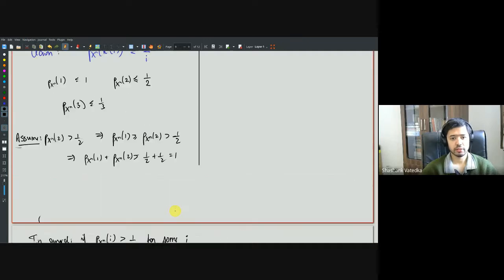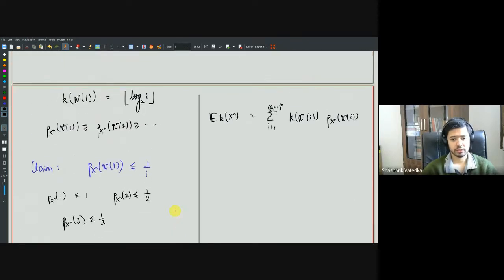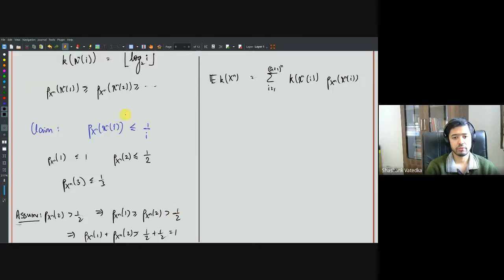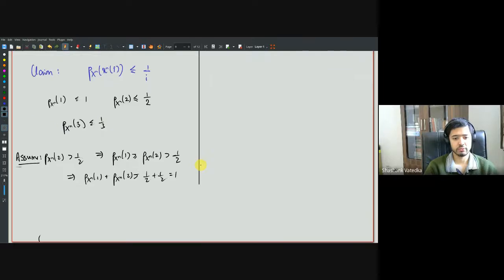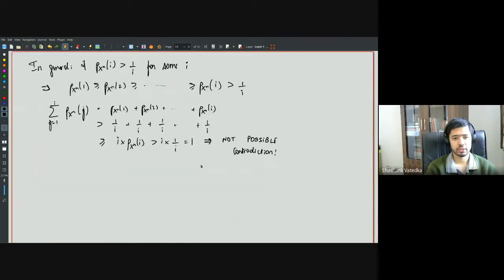Okay, so we know that the ith largest probability is always going to be less than or equal to 1 over i, which is a neat observation. Right? So now we have a good bound. Now let us see. We know that p_Xn of i is less than or equal to 1 over i.